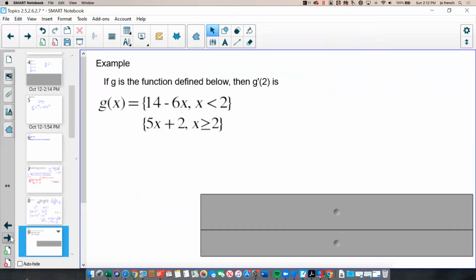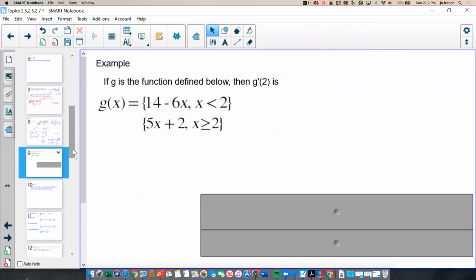Let's take a look at one more. Here I have a piecewise function, g of x, where for x less than 2, I'm looking at the line 14 minus 6x. For x greater than or equal to 2, I'm looking at the line 5x plus 2. So to find the derivative at 2, g prime of 2, I need to think about, is the function differentiable at x equals 2?